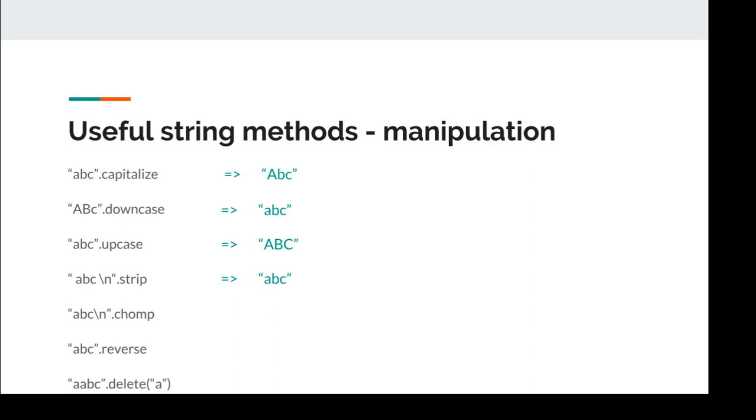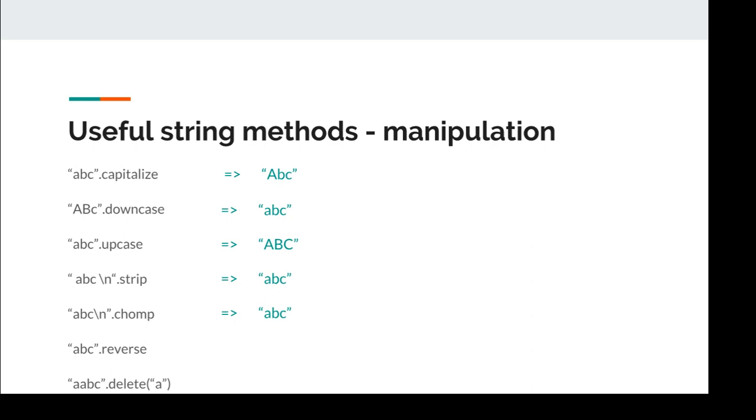So we use chomp. Chomp is similar to strip, but it only removes trailing new line, carriage return, line feed. Okay? Not trailing blank space, not leading anything. Trailing new line, carriage return, and line feed. That's what chomp does.